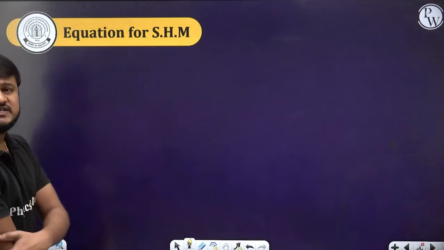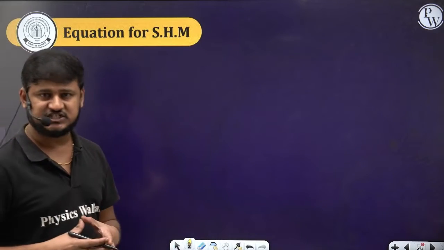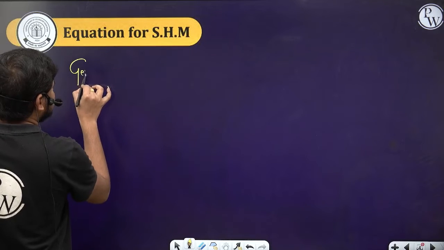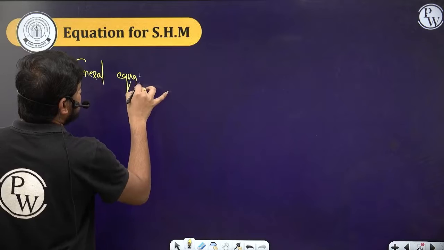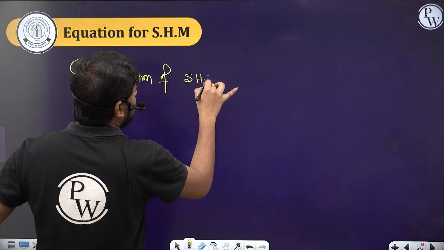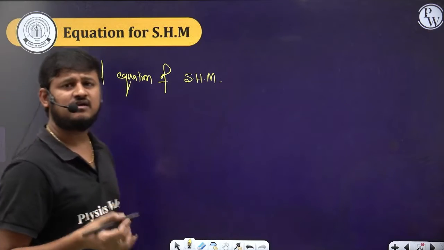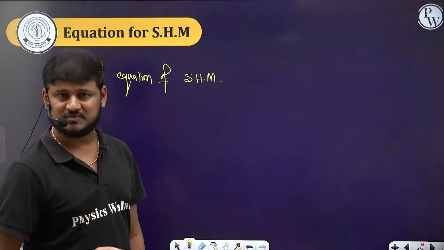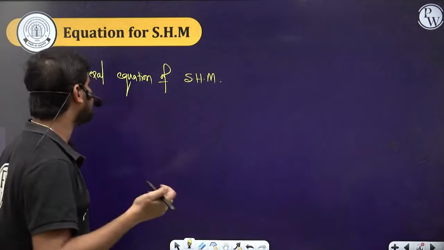So what's the equation for the S.H.M? Basically there are many equations for the S.H.M. We consider the general equation of S.H.M as follows. If the particle is making displacement in the x direction, we consider x is equal to some equation. If it is performing S.H.M in the y direction, then we take y is equal to.